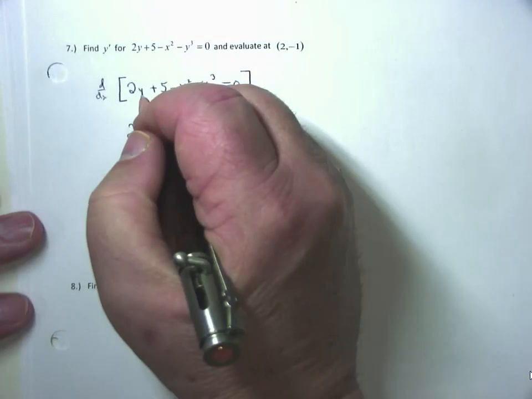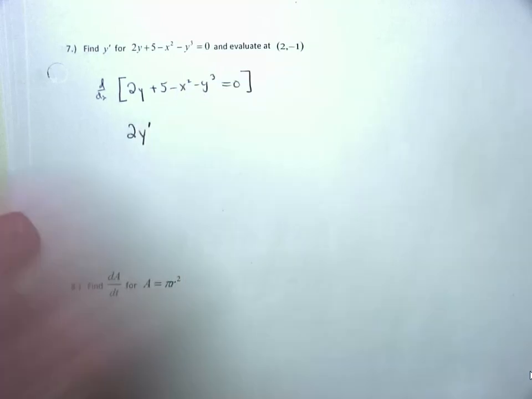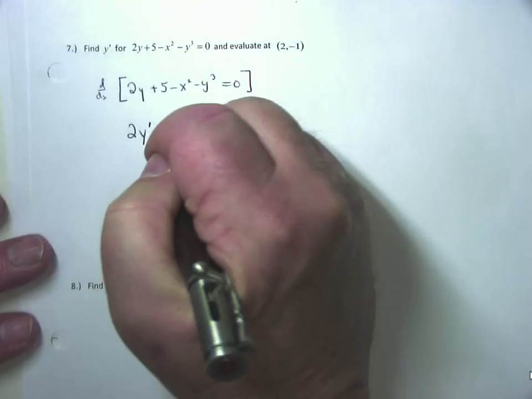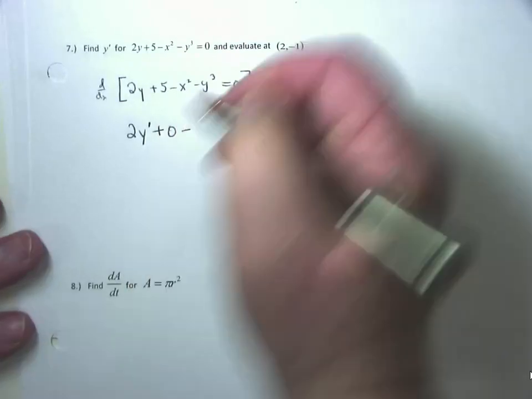Derivative of y would be dy over dx, but you guys want me to do the y prime thing like the book does. Fine. There it is. 2 times y prime. Derivative of y would be y prime. Okay? Plus, here we go. What is the derivative of 5? 0. Okay, good. Minus what's the derivative of x squared?